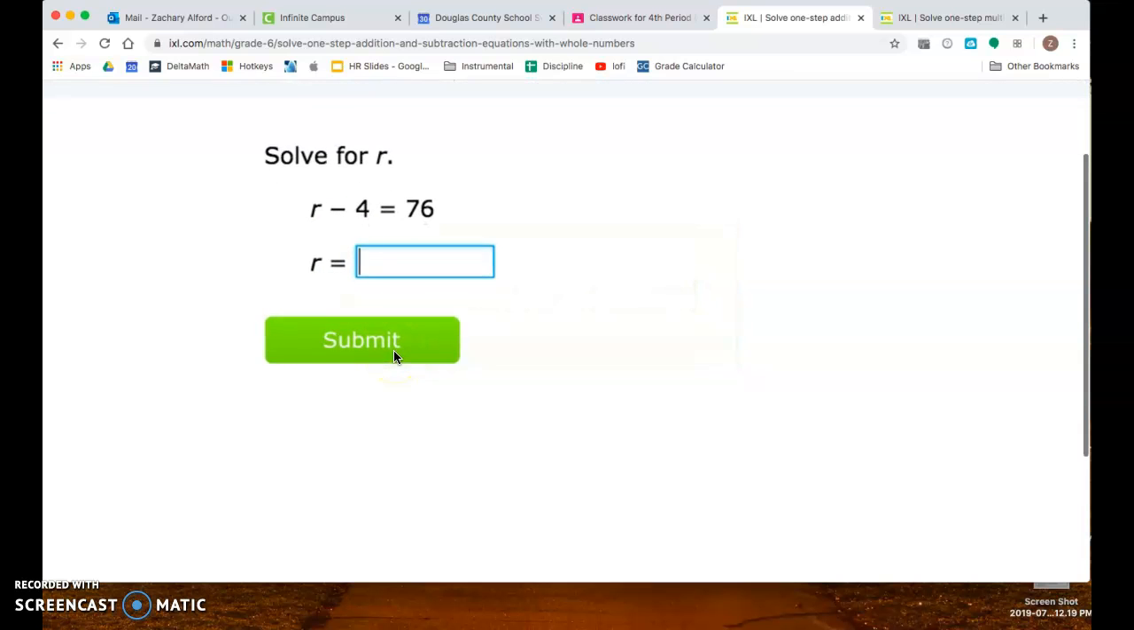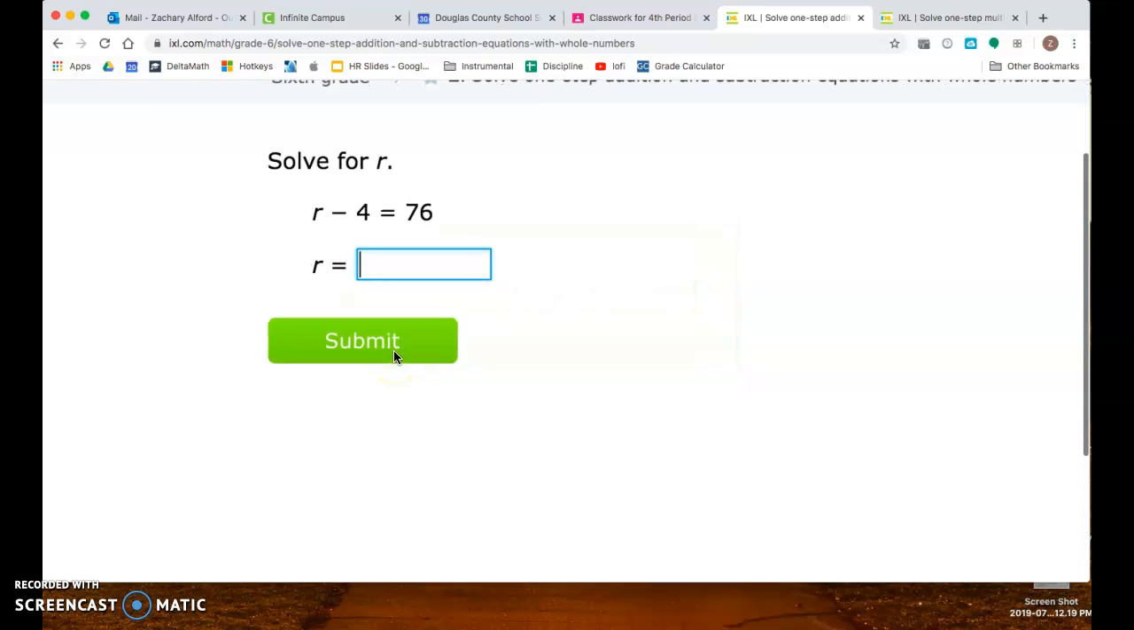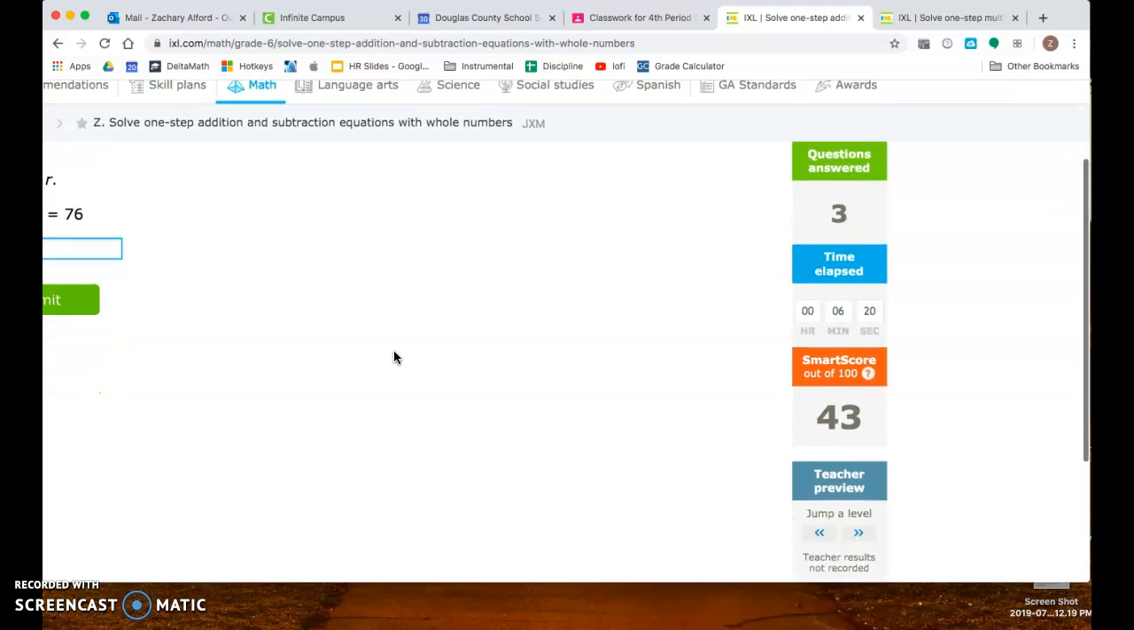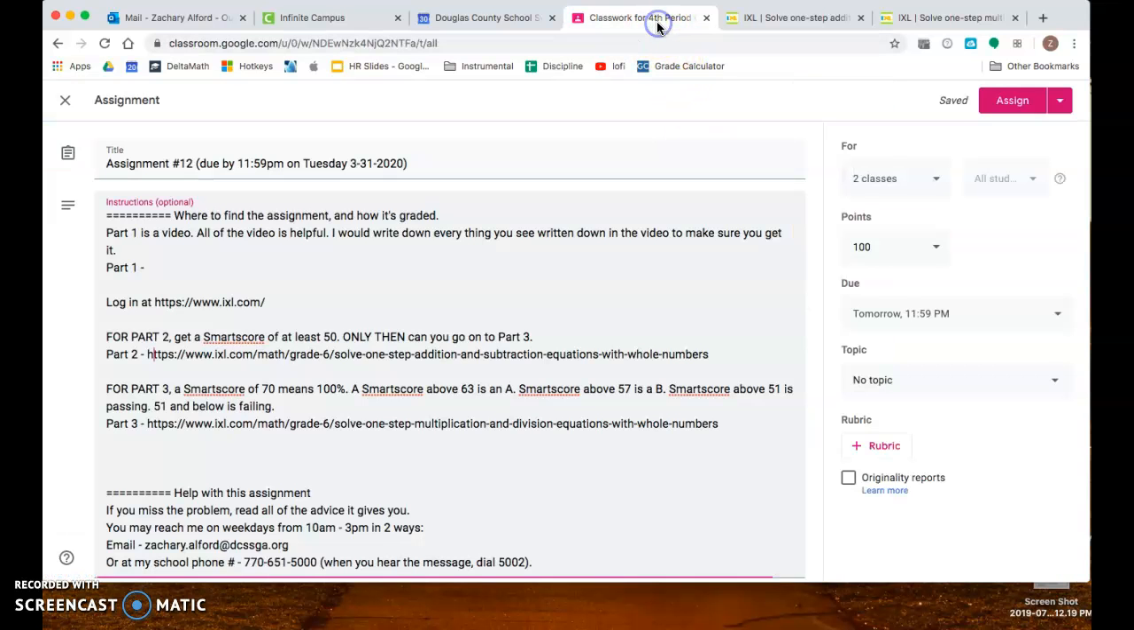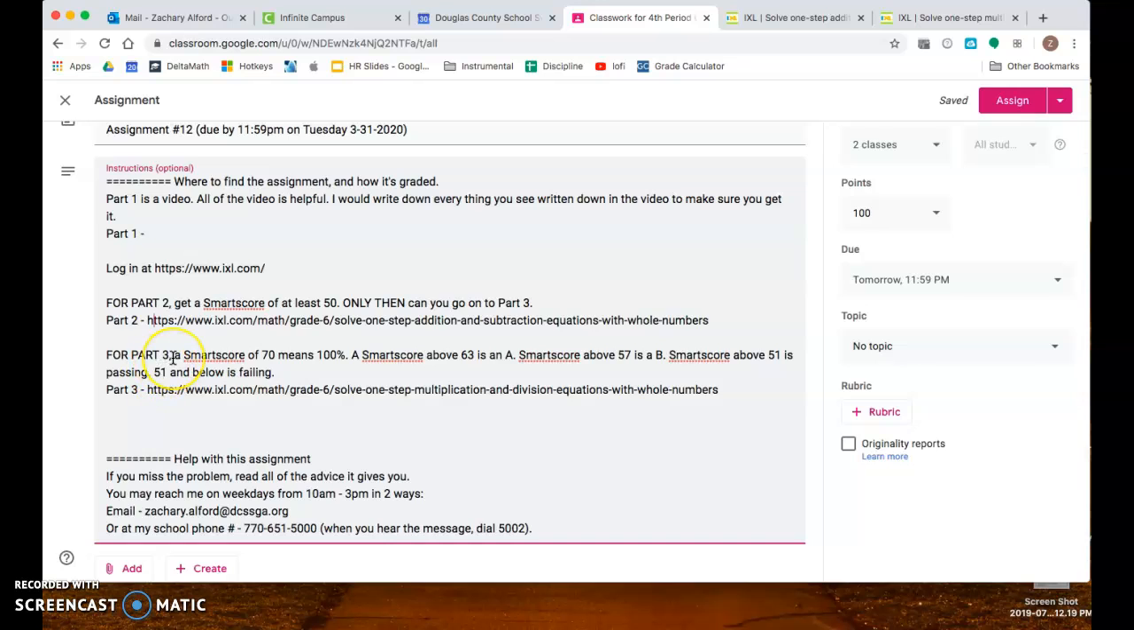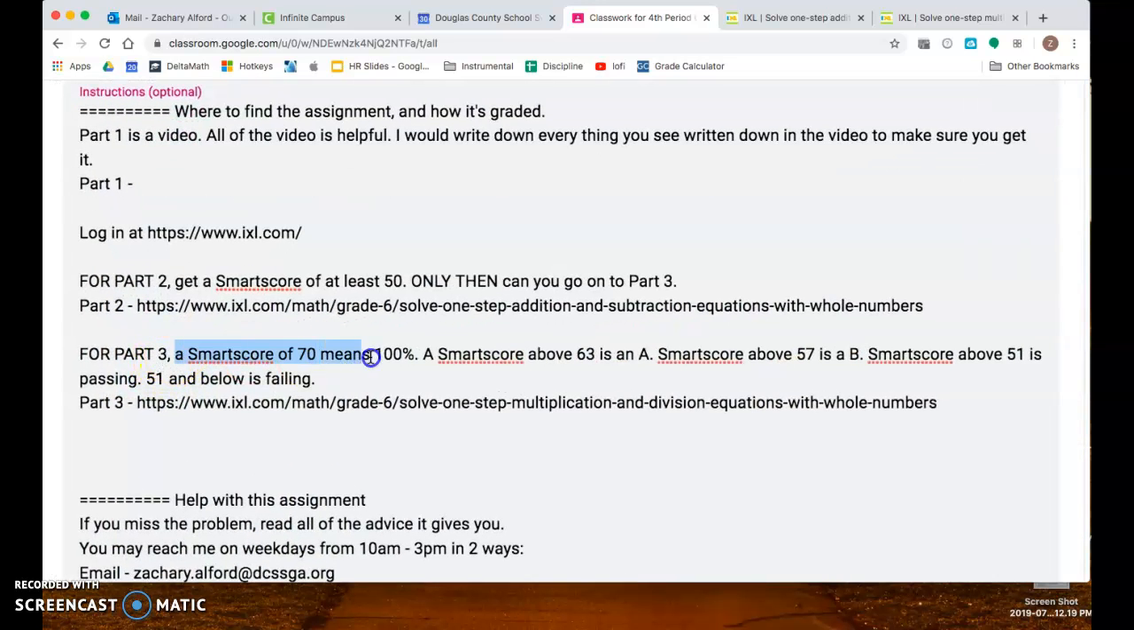Yep, got it. So that's all I'm going to do for part 2. And again, part 2, you need to get up to a SMART score of at least 50, and then you can go on to part 3. Okay. How is part 3 graded? Well, for part 3, a SMART score of 70 means 100%, and then it's just the same as with the rest of the other assignments. Part 3 is graded the same way as all the other assignments that we've done so far.